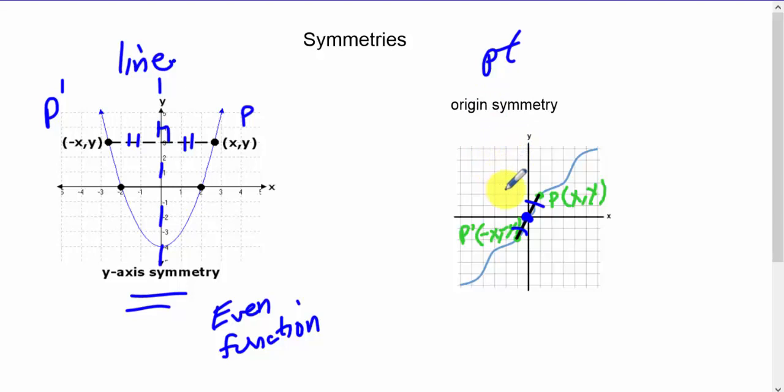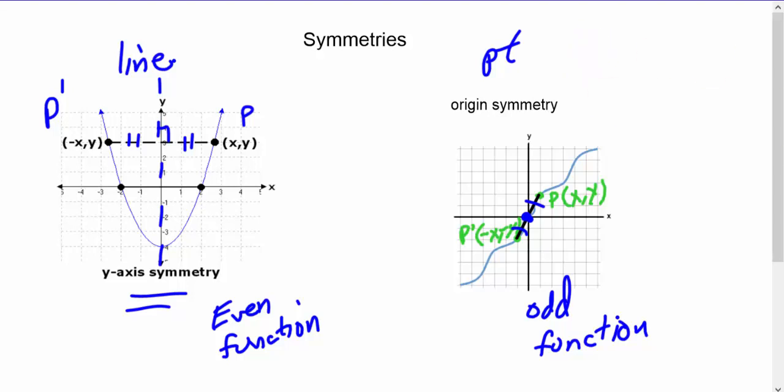So if it's an origin symmetric problem, then my point (x, y) goes to a point over in the third quadrant of (negative x, negative y). And we call this kind of a function an odd function. So origin symmetry is an odd function. Y-axis symmetry is an even function. All right. So let's keep it going.